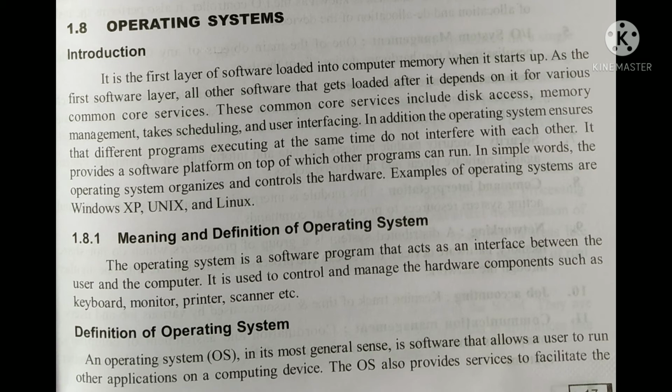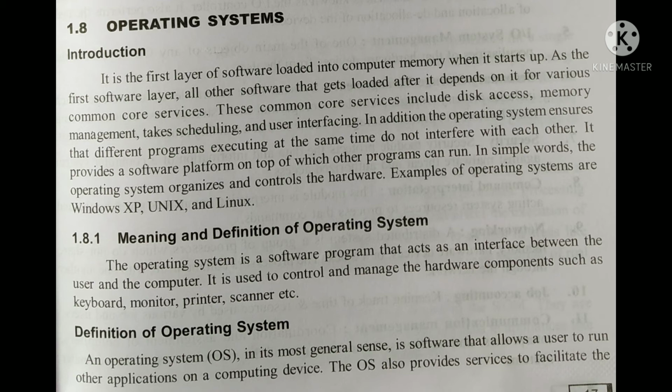Then you can go for the operating system. What is the operating system? It is the first layer of software loaded into computer memory when it starts up. All other software that gets loaded after it depends on it for various common core services. These common core services include disk access, memory management, task scheduling, and user interfacing.